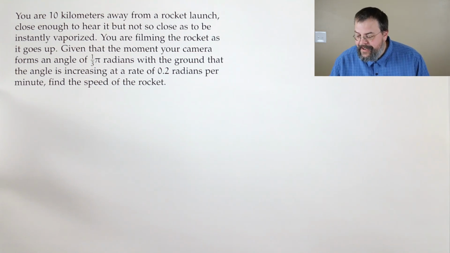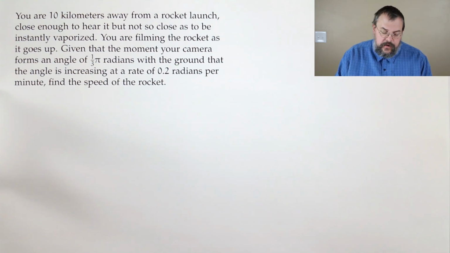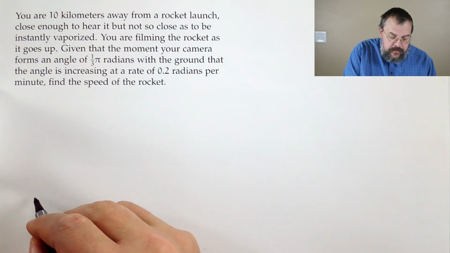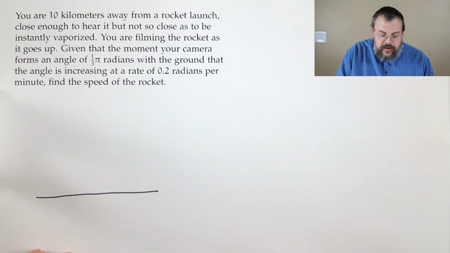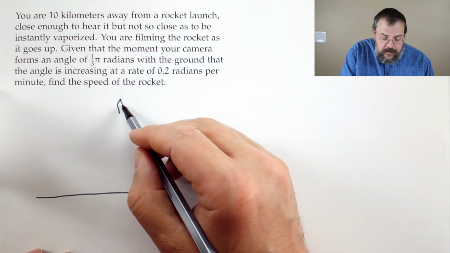Good. Well, let's draw a picture. So we start drawing a picture. We'll draw a little bit stylized diagram perhaps. So here's our ground, and then of course we have our rocket going up.